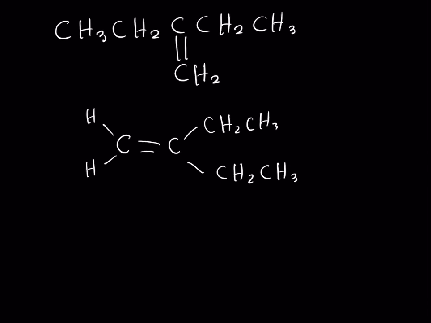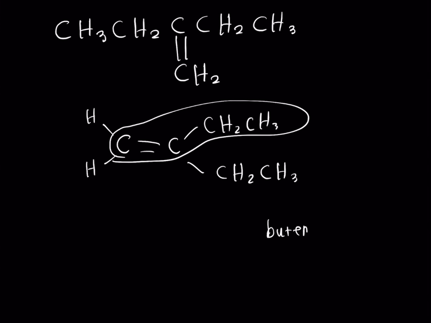Now, in terms of naming it, the first thing you want to do is find the longest chain that includes the double bond. So it would be this one for here. You could also do the other one, but we're going to choose the top ethyl. So we have 4 carbons in the main chain, so that would be butene. Now, the bond is in between carbons 1 and 2, and we want to go with the lower number. So we're going to call it 1-butene.